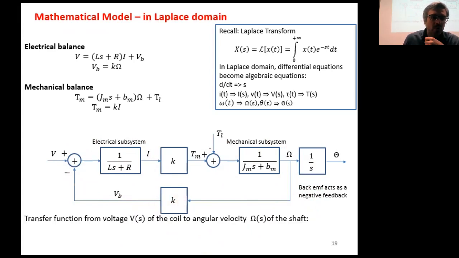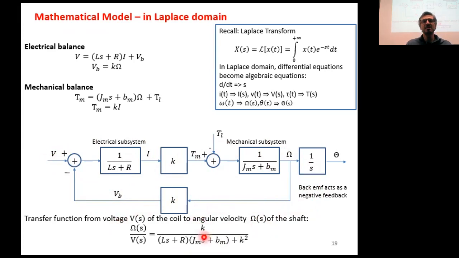And if we want to compute the transfer function of the coil to the angular velocity, so from the voltage on the coil to the angular velocity on the shaft, we need to compute the open loop transfer function, multiplying all the blocks on the forward line, divided by 1 plus the feedback loop gain times again the open loop gain, and the result is this.